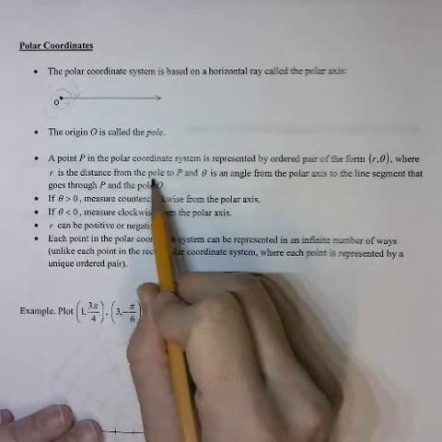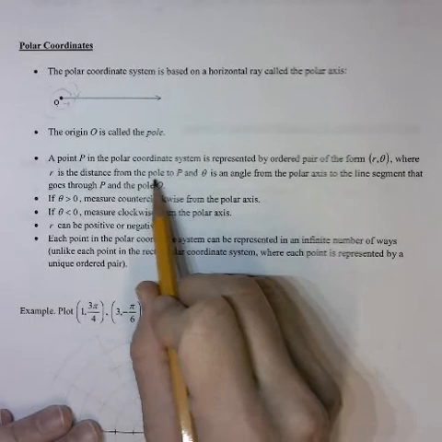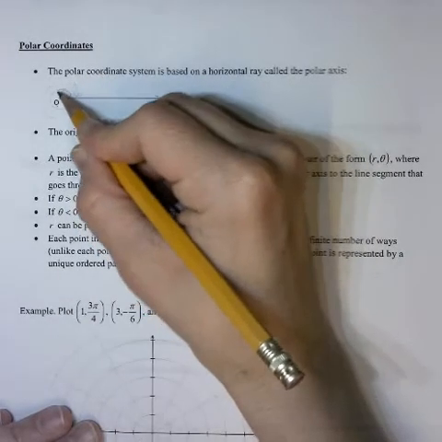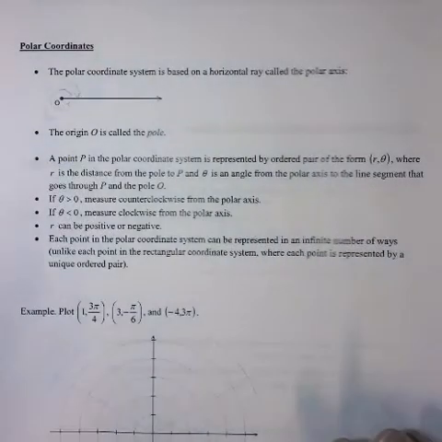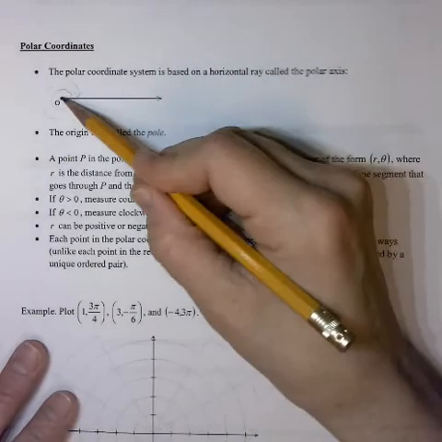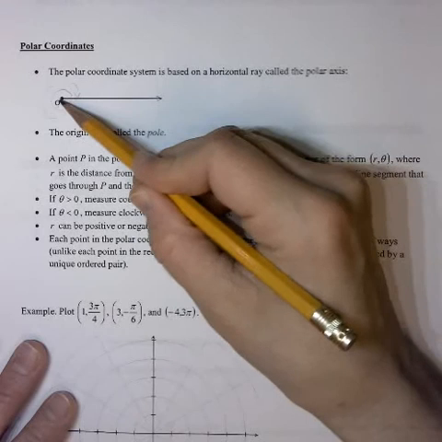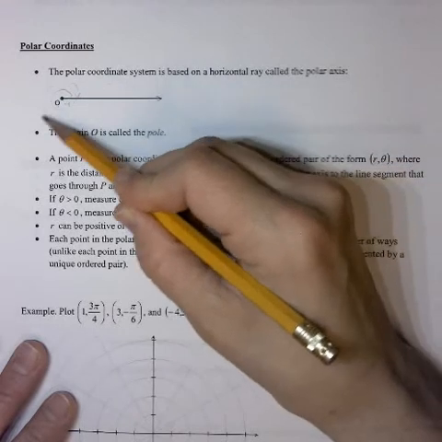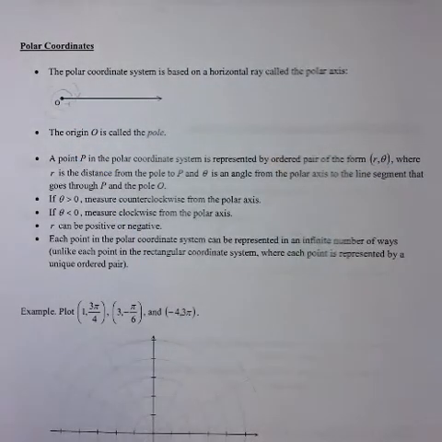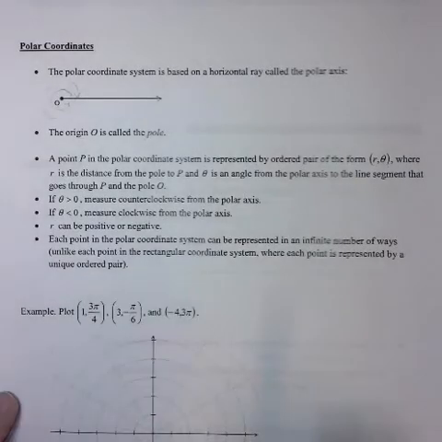You count from the pole and out. So if r is positive, you go along the direction of theta, and if r is negative, you actually go the opposite of theta, as we'll see. So r can be positive or negative.